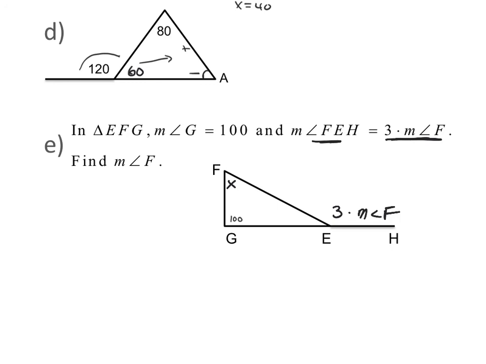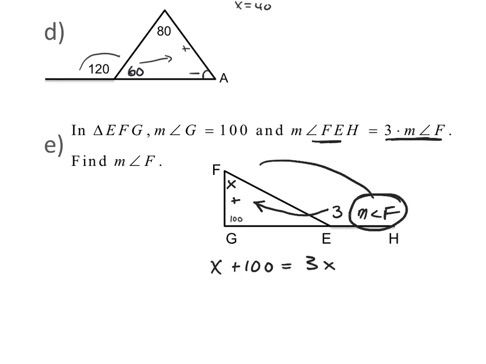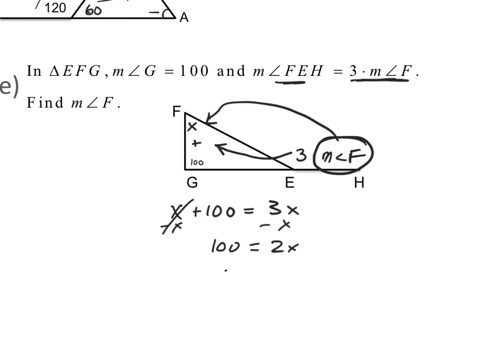So if you go back to the exterior angle theorem, it says that the sum of the two remote interior angles is equal to the exterior angle. Good. So x plus 100 is equal to 3x, because it's 3 times the measure of angle F, and angle F we called x. So you have to get x on one side. To make it easy, you subtract x from both sides, and you get 100 is equal to 2x. Then you divide by 2 on both sides, and you get x is equal to 50.